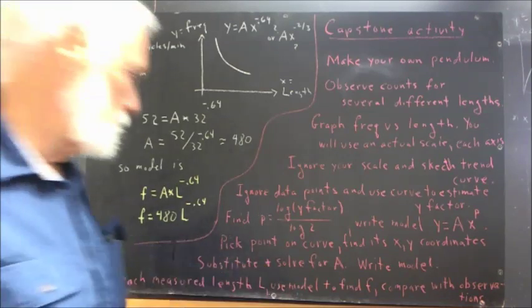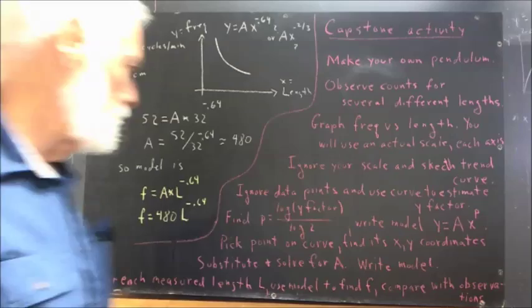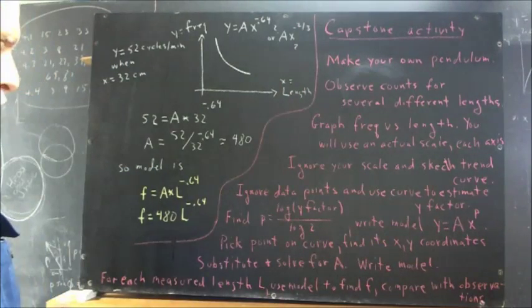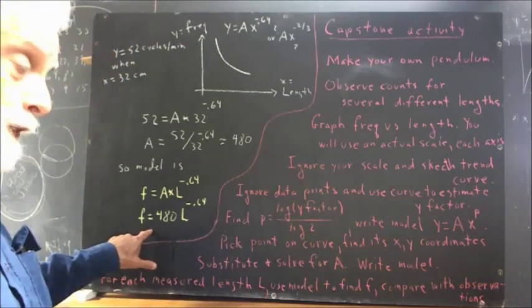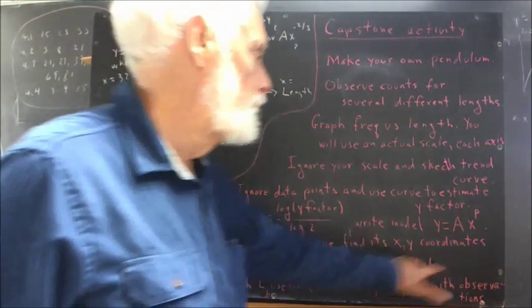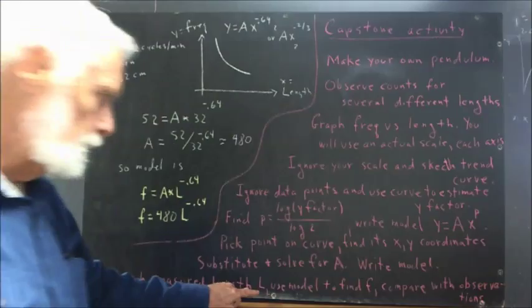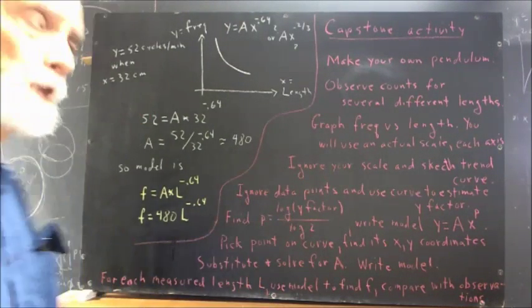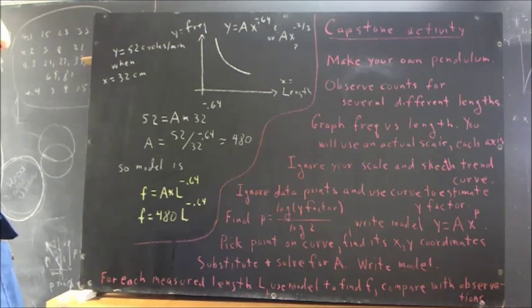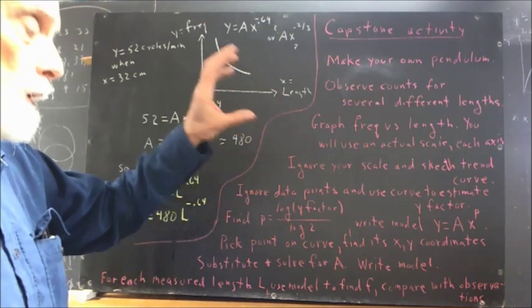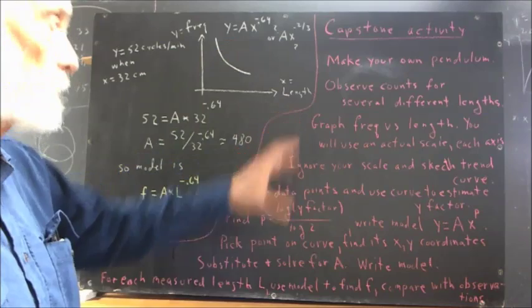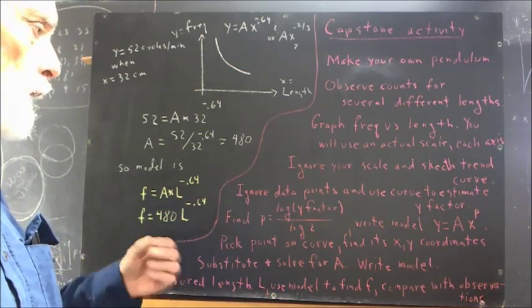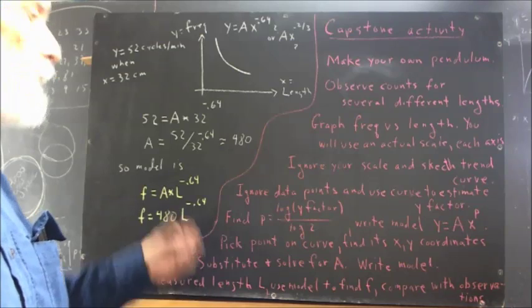So let's see what you get. So you plug in the L, you get F, and you compare with the F you got from the observations. Use your model, your function, to predict F, and compare with the F that you got for that length. Okay, so I'll say a little bit more about this in a subsequent video, but right there is a capstone project that will hopefully bring all this together in a way that gives you a real tool to be used later on.